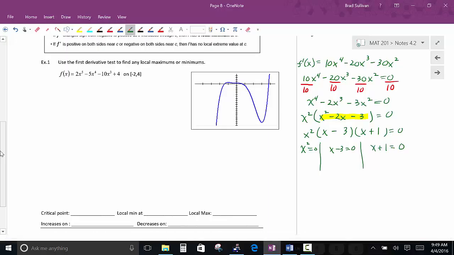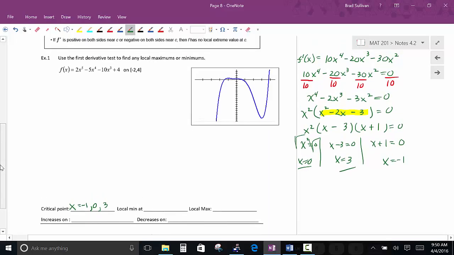So what are the 3 critical points? 0, 3, and -1. Just do it in your head. You don't have to show the steps on these. So x equals 0, x equals 3, x equals -1. Let's just write down in our blank, it doesn't matter what order. I'm going to put these in order: -1, 0, and 3.